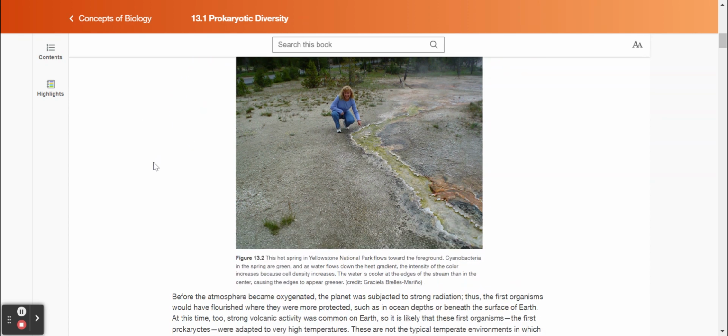Figure 13.2. This hot spring in Yellowstone National Park flows toward the foreground. Cyanobacteria in the spring are green, and as the water flows down the heat gradient, the intensity of the color increases because the cell density increases. The water is cooler at the edges of the stream than in the center, causing the edges to appear greener.